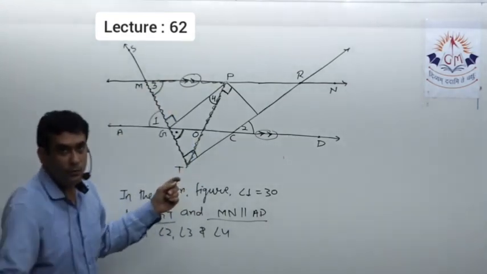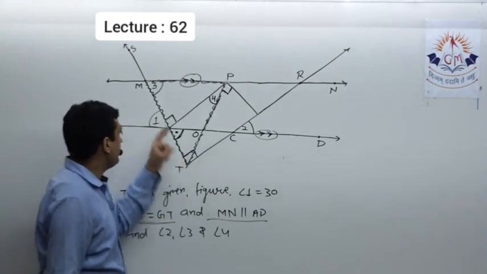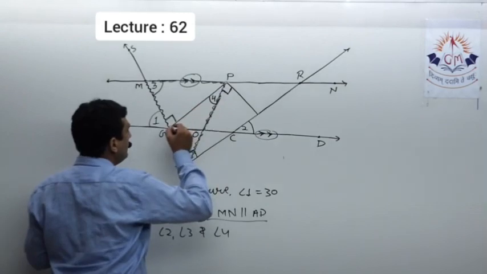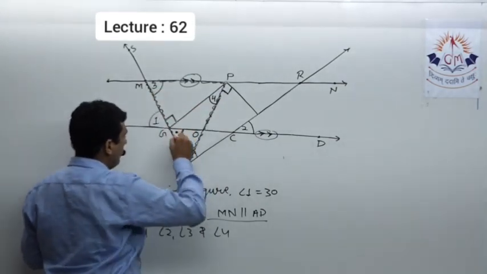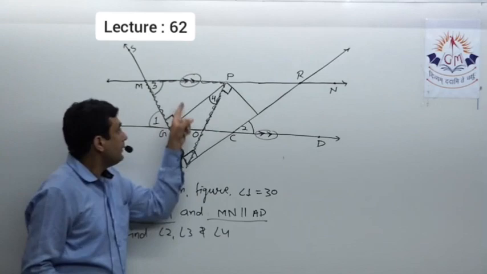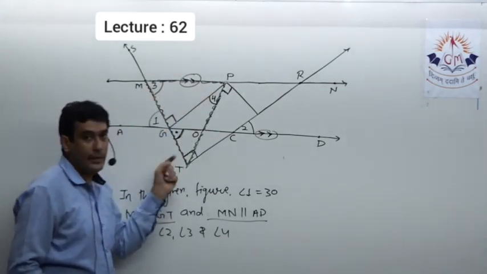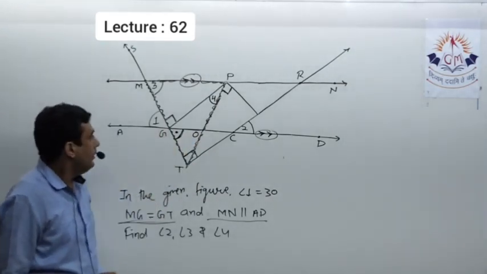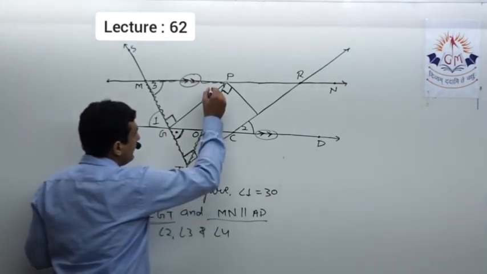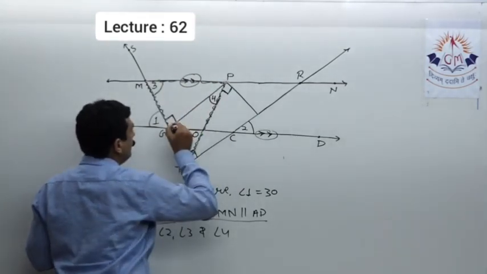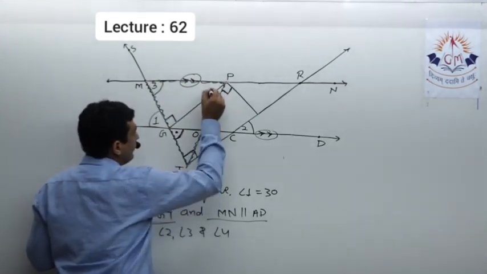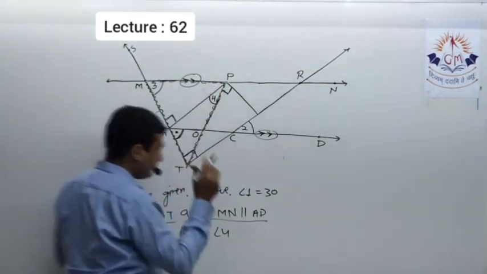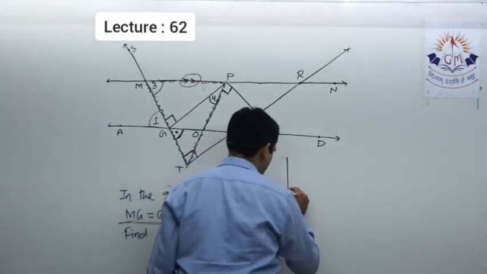Now this is actually the property of an isosceles triangle. When MG is equal to GT, that means I can say PG is the perpendicular bisector of MT. This makes triangle MPT an isosceles triangle, MP equal to PT. This also makes these two angles, MPG and GPT, equal as well. So here I am giving you the solution.